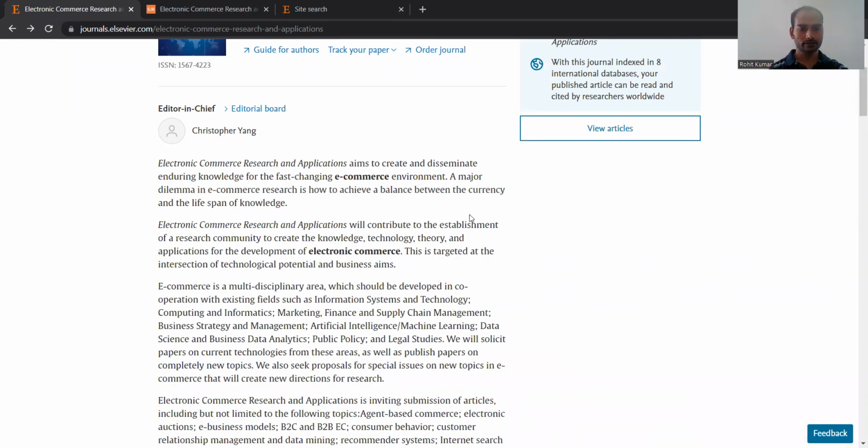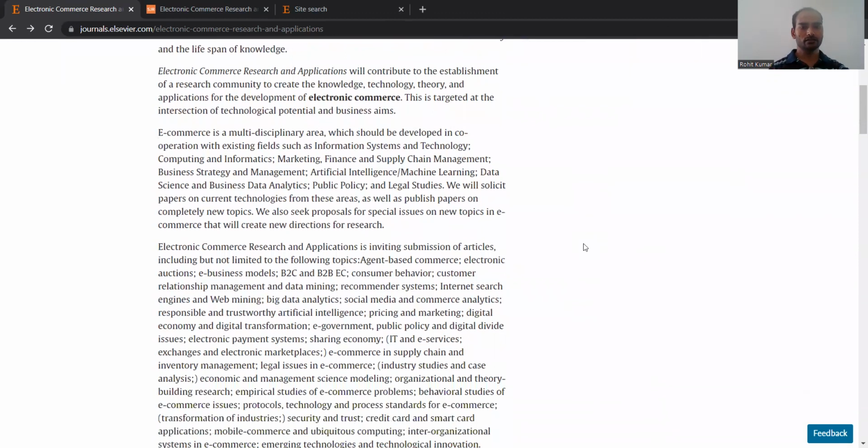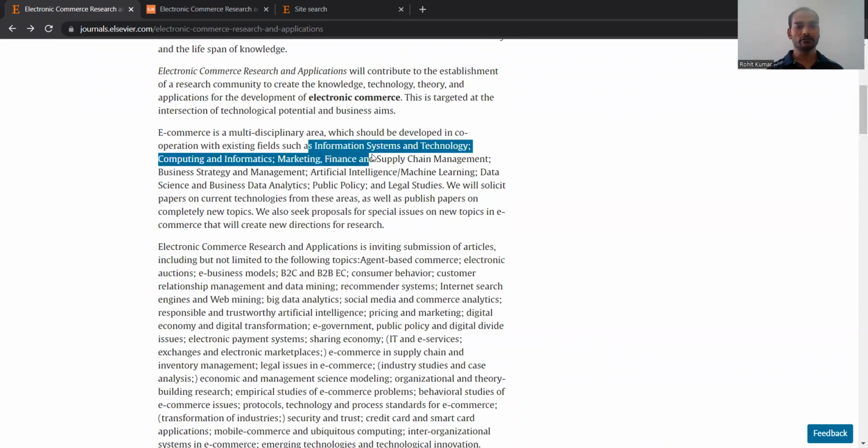Here are some of the basic things: the articles need to contribute to enhancing knowledge, technology, theory, etc. These are common things, and they are specifically focusing on the fast-changing e-commerce environment. So don't think that e-commerce is only related to money and all. There are so many technological aspects related to this particular field also. Here you can see that e-commerce, which is a multidisciplinary area, should be developed in cooperation with different fields like information science, information systems and technology, computing and informatics, marketing, finance, and supply chain management.